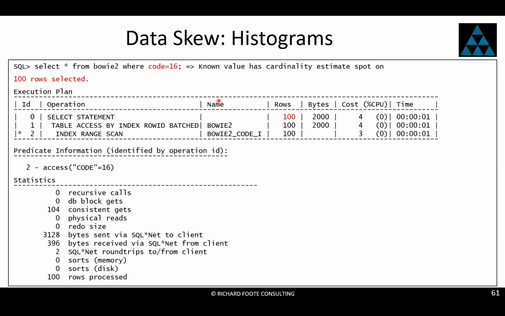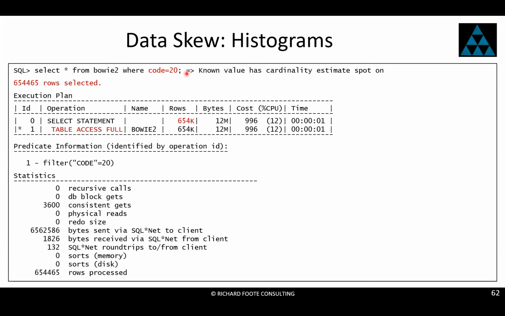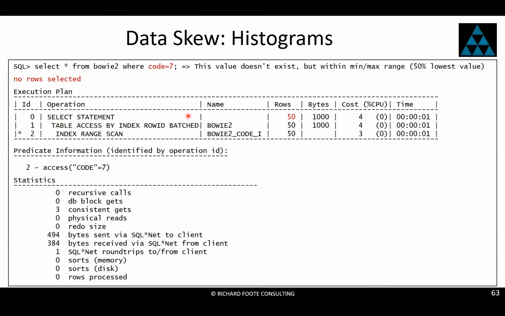And now that I've got my frequency histogram, when I say where code equals 16, brilliant, 100 rows, perfect. It's got that estimate perfect, which means it's correctly now using the index. Where I say code equals 20, it's a known value. There's heaps of them. Because there's 654,000, forget the index, I'm going to do the full table scan. That's much cheaper. To use the index would be far too expensive.